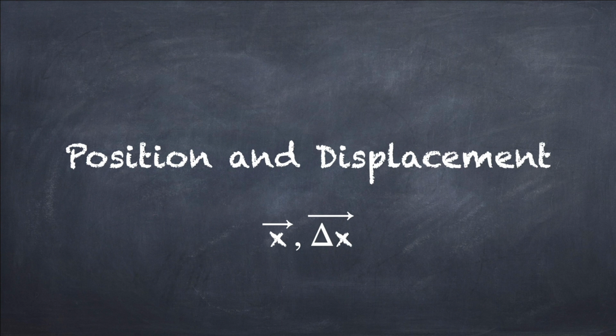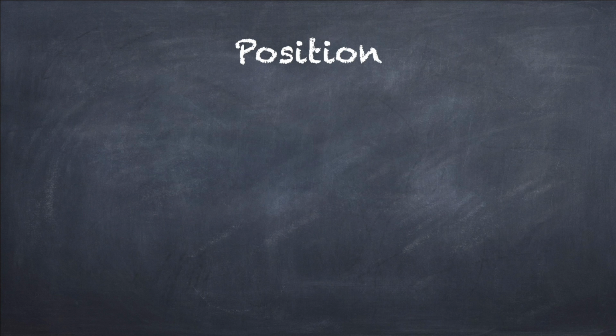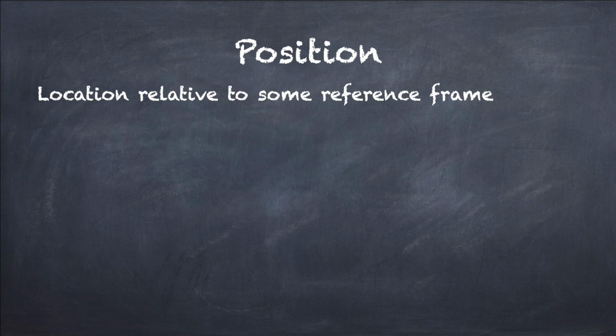Let's begin our discussion of motion by defining two important quantities, position and displacement. Position is a familiar concept. It's an object's location in space, and for one dimension, we'll use the variable x to denote position. It's impossible to describe something's position without having a frame of reference. So, first, let's establish our reference frame.